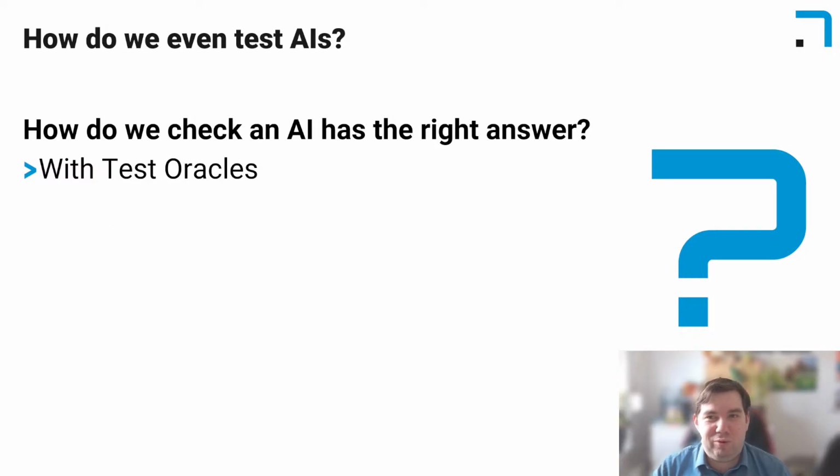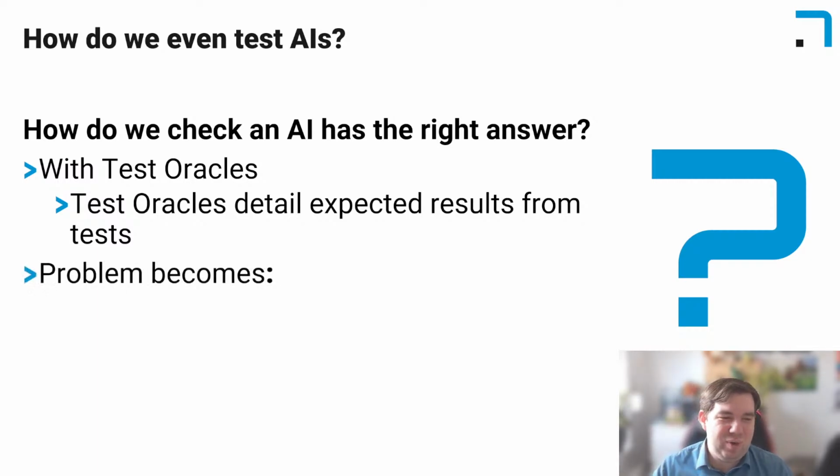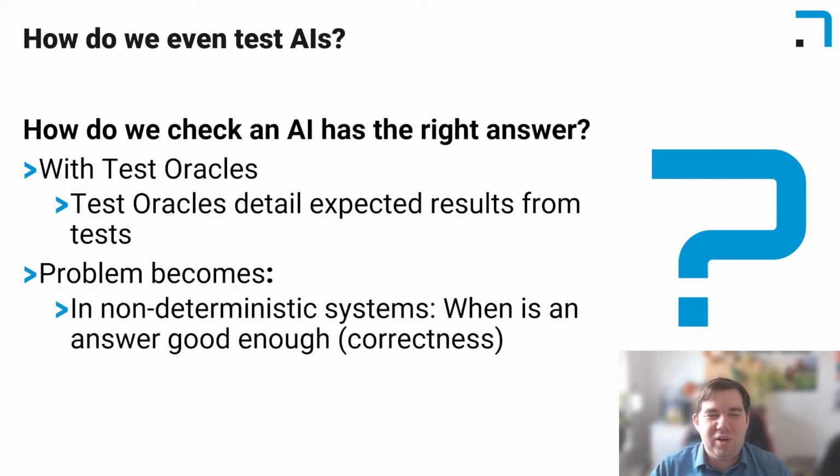Test oracles, of course, detail the expected results from our tests. They ensure that our tests follow a procedure and the output is what we expect. The problem with our test oracles, however, is when we look at non-deterministic systems. Because non-determinism means that we're not getting just one answer, we're getting a multitude. For that reason, how do we know if an answer is good enough? Or, as we call it, correctness. How do we know when an answer is correct?